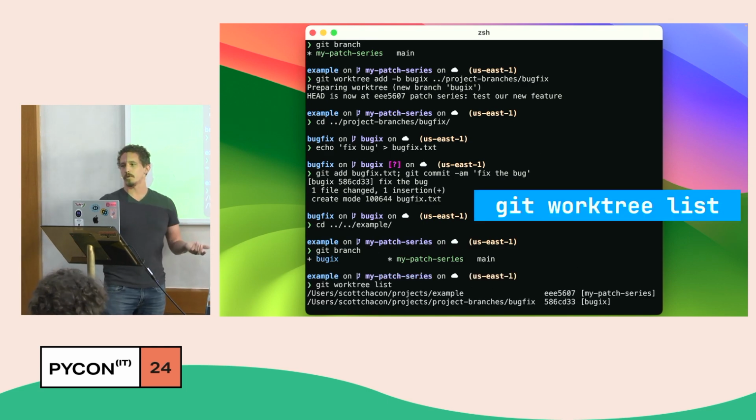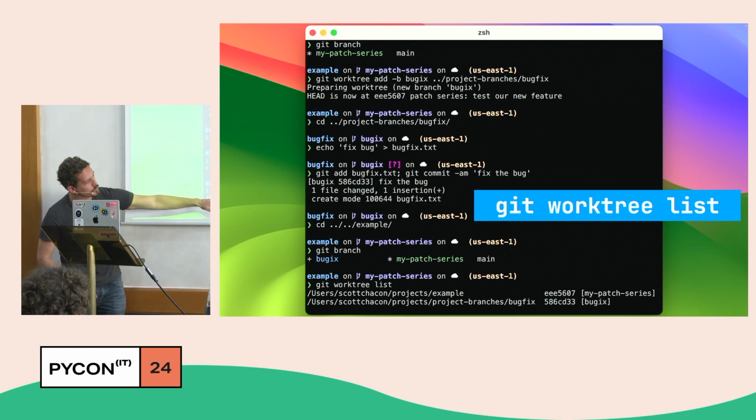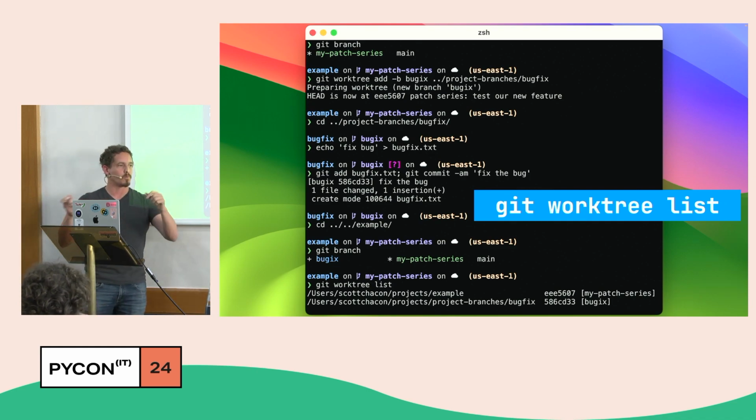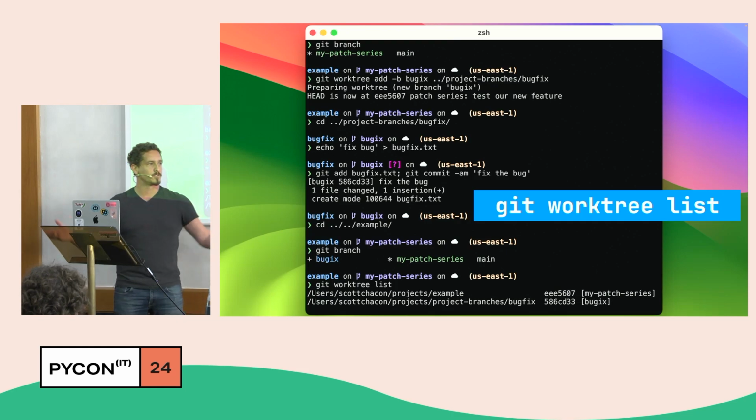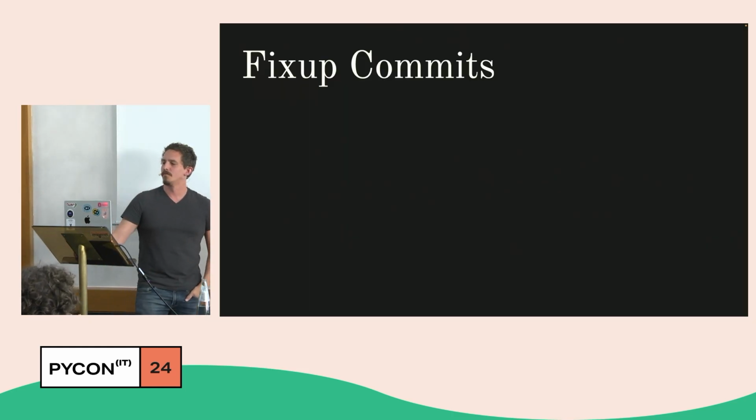And then if you want to see what your worktrees are, you can say worktree list, and it will say, here's where all of the different branches, the different worktrees of this particular project are, and you can go and work in any of them if you'd like to. And if you delete it, you can say worktree prune, and it'll just delete the references that don't exist anymore. Okay, fixup commits.